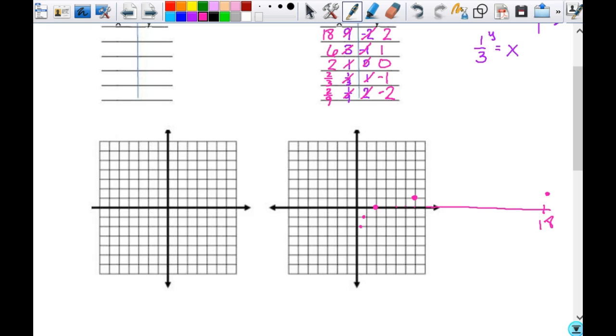Which is really not even that important at this point, but it's not worth going back and choosing another point. You know what I mean? And then your asymptote is still here at x equals 0, because there was no shifting. Everybody okay with that?